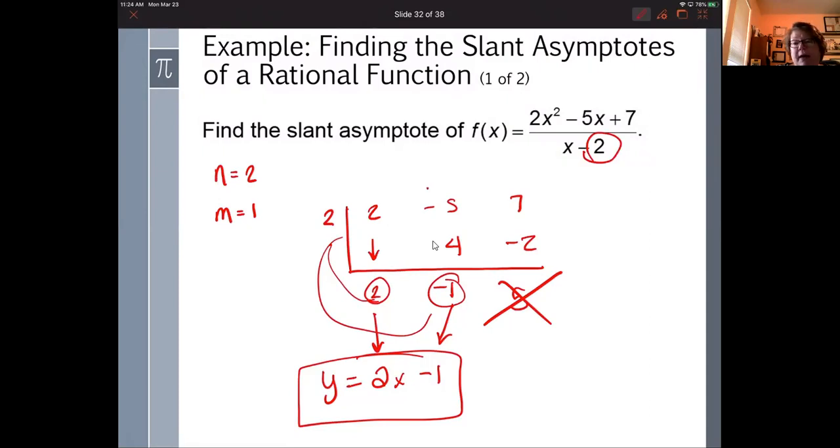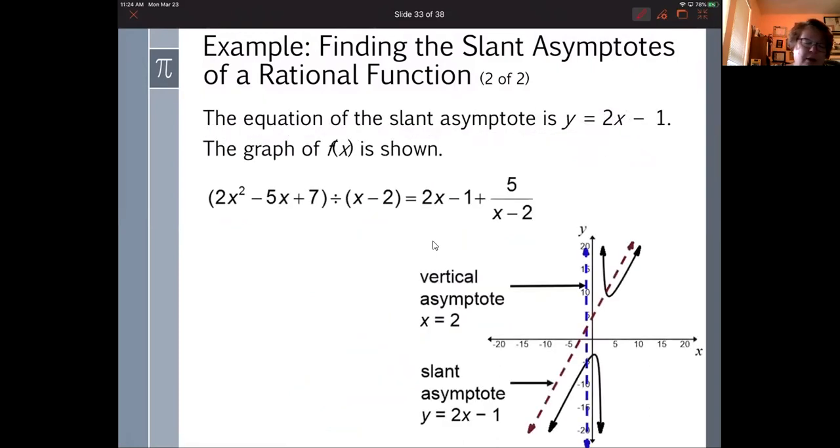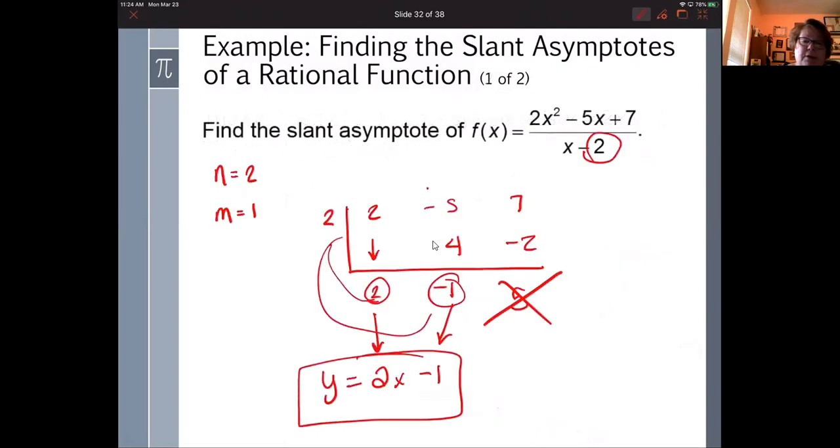All right, so how do I find a slant asymptote? If the numerator's degree is 1 more than the denominator's degree, I can find the slant asymptote by dividing the numerator by the denominator. If the denominator, the divisor, is a first degree polynomial function in the form x minus or plus a constant, then I can use synthetic division. If not, then I would use long division. All right, and there is the graph of my slant asymptote and my function.